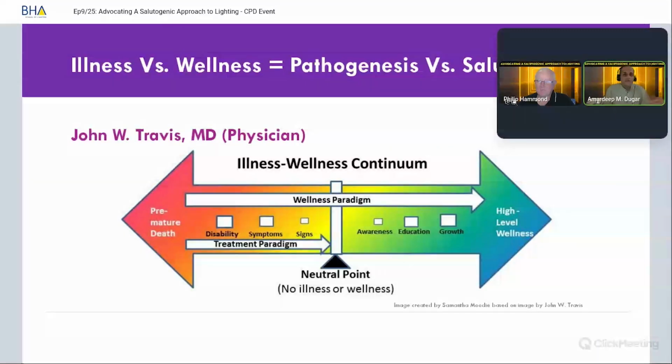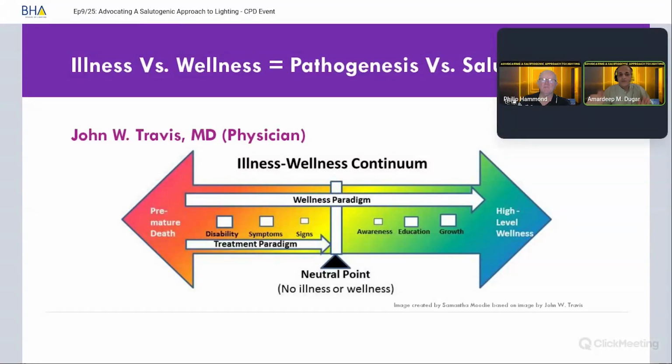And that's when I saw this nice graphic provided by a physician by the name John Travis. John Travis says that illness and wellness are not two different things. They're one and the same thing, just one single continuum. Each of us, more often than not, is at one neutral point. And when we go towards the illness continuum, there are signs, there are symptoms, there are disabilities, and eventual death. And that's your premature death that happens.